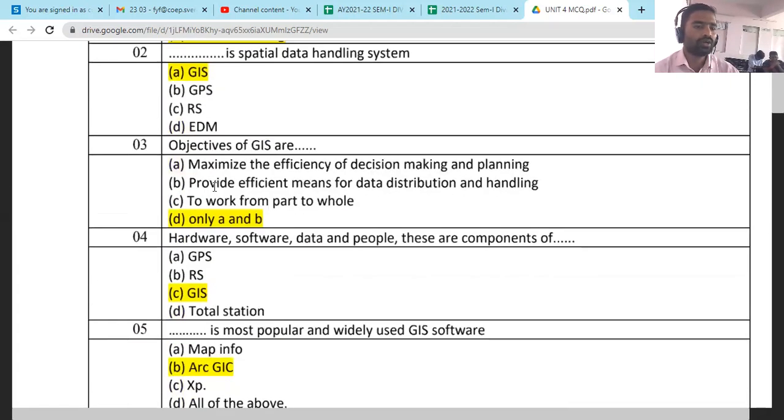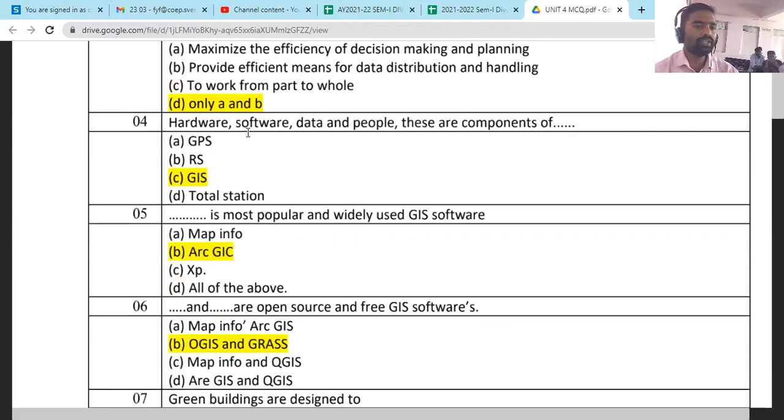Then objectives of GIS. Just close your mobiles first. First one, maximize the efficiency of decision making and planning. Yes, this is one of the objectives. Then provide efficient means of data distribution and handling. Yes, this is also an objective of GIS. Then to work from part to a whole. Is it an objective of GIS? No, it is the objective of surveying. So apart from the third one, only A and B are correct answers.